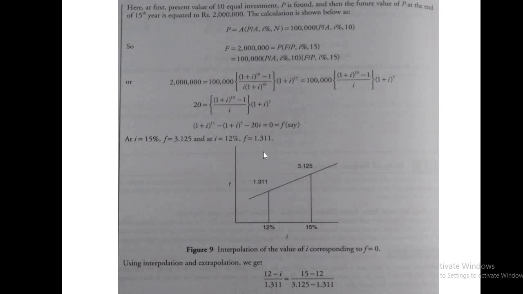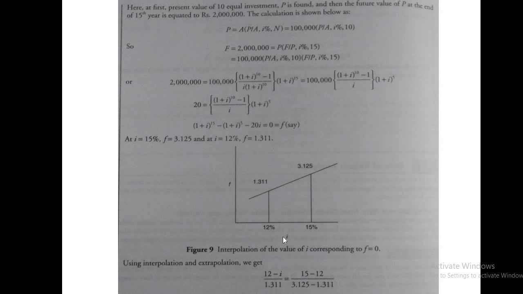So on this graph we will plot this. At 12% interest rate, we will get 1.311. At 15% interest rate, we will get 3.125. So we will get this particular linear curve. Now at a particular rate I, when f is equal to 0, how can we find it out? This will be found out by the interpolation formula.